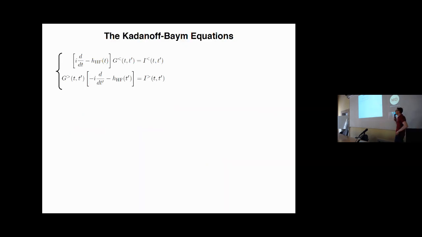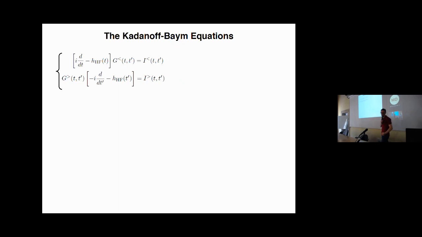So now we have all the ingredients to cast the equations of motion for these two objects. These are the famous Kadanoff-Baym equations, and they are the essence of the non-equilibrium Green's function theory. The entire non-equilibrium Green's function theory is devoted to the solution of these two equations, which is far from being trivial. It's a very difficult task.